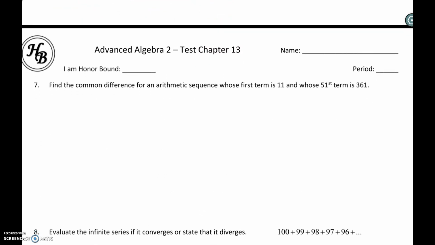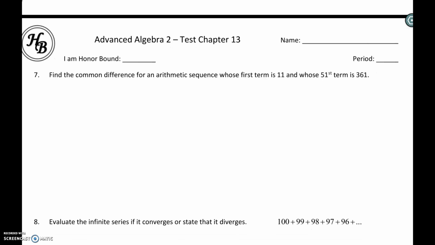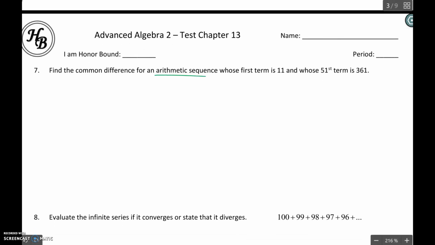I'm just going to work a couple more with you. You can obviously go to your practice test and see how they're worked because the answers are posted. But number 7, arithmetic sequence. So we know we have a formula. So there's our formula. We know a sub 1 is 11, and a sub 51 is 361.